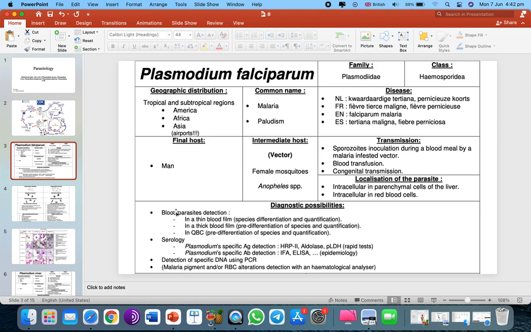For the diagnosis, we can diagnose this by blood parasite detection by thin or thick blood film. We're not going to talk about serology, but we will talk about these two only. In the thin blood film, there is species differentiation and quantification, so I can count it and differentiate it among the other Plasmodium species. In the thick, it's so hard to differentiate, but I can count the parasites.